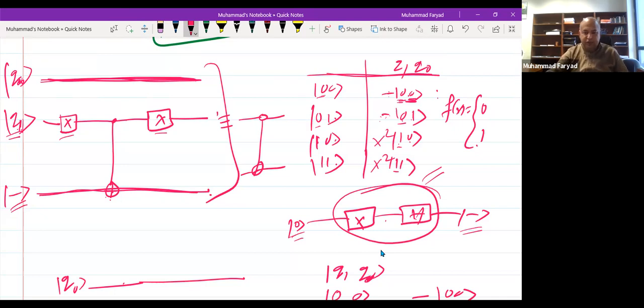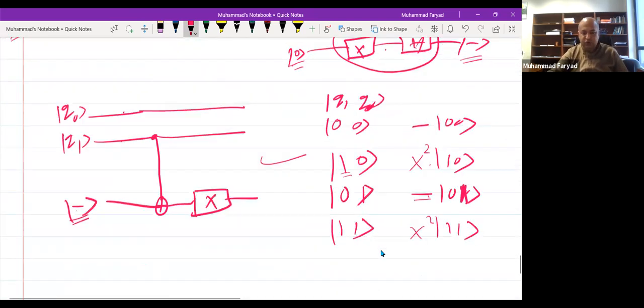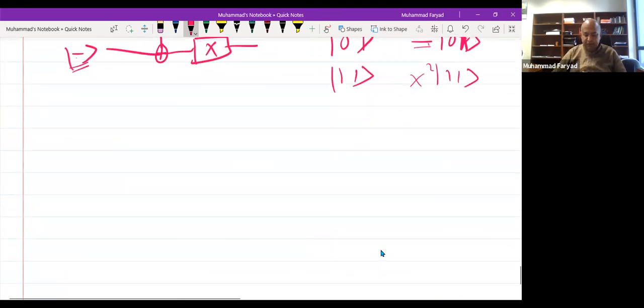Now, I would actually like to go for a short break. But before I go, I just want to emphasize one point. In quantum mechanics and quantum computers, these things are equivalent.